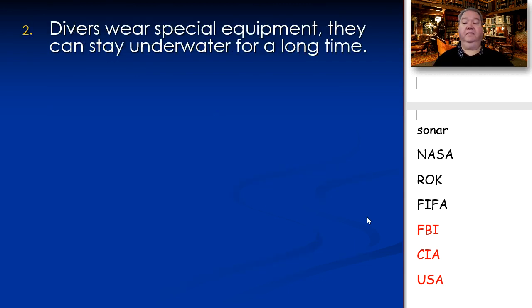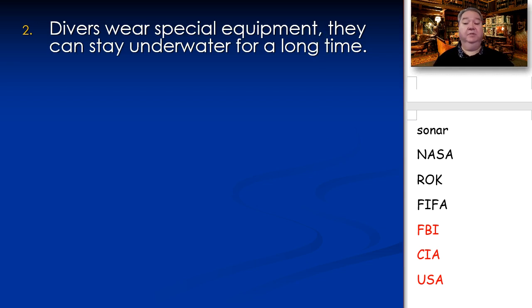Number 2, divers wear special equipment. They can stay underwater for a long time. Again, only one comma. Very simple. Where's the comma splice? Right here. Why do they wear special equipment? So they can stay underwater. That helps them to do so.